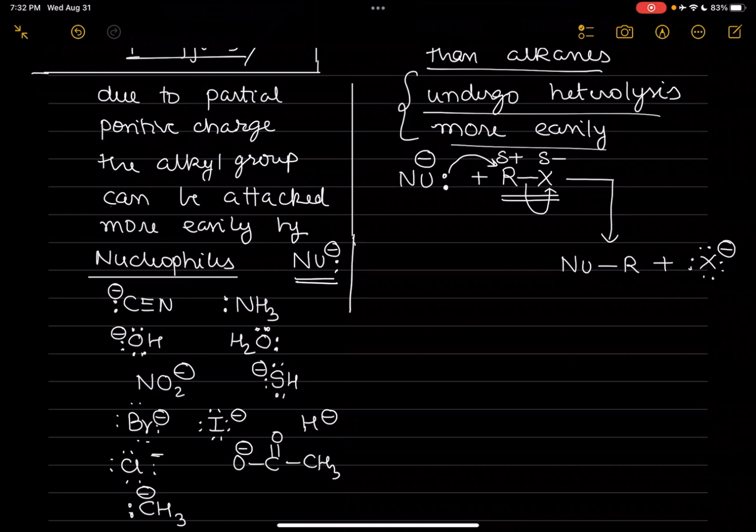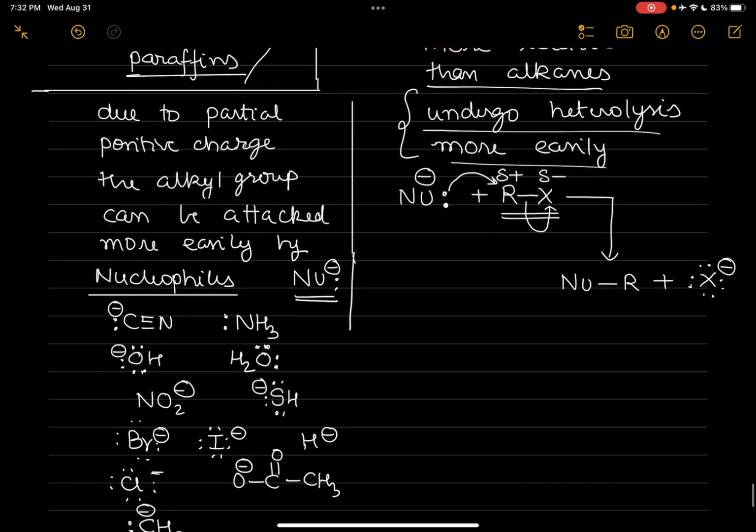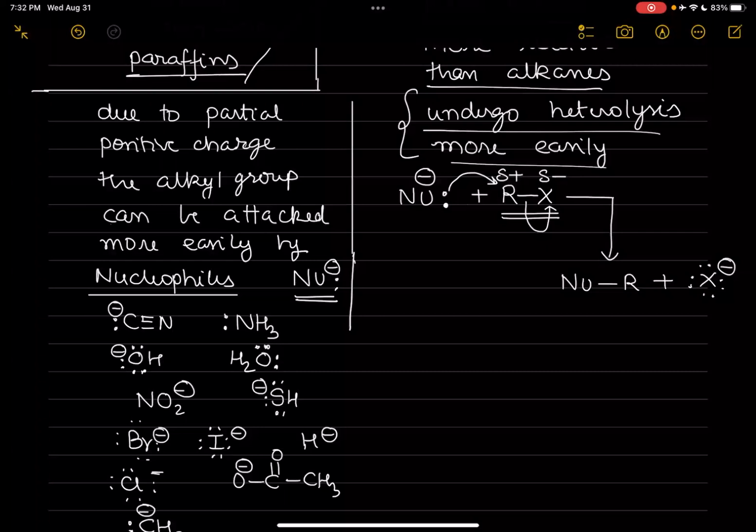A halogen, because the halogen is already trying to pull the electron. So now the halogen can pull that electron completely and get separated, because the nucleophile is coming in, bringing its own electron pair and joining itself to the alkyl. Is it clear or not?